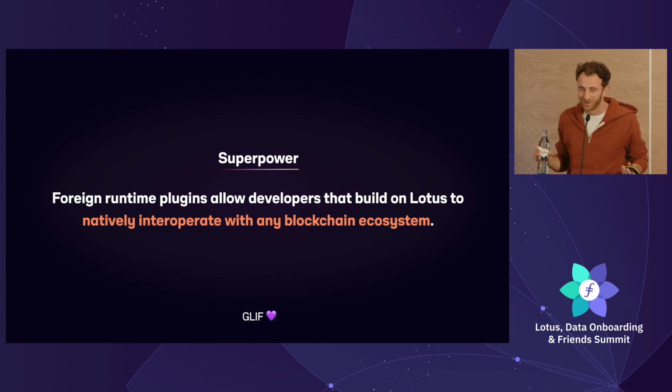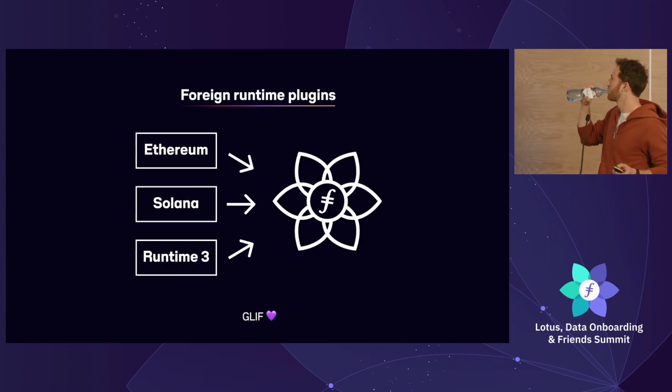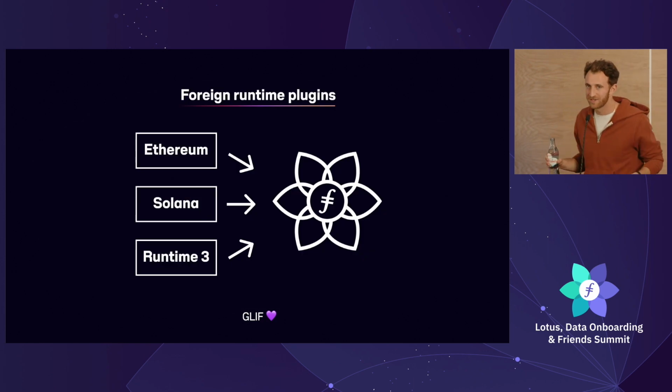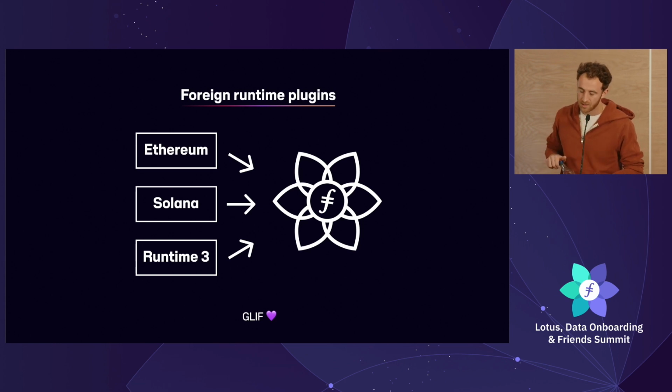So, what are foreign runtime plugins? I had some notes here, but I'm just winging it. So, a foreign runtime plugin is essentially a custom Filecoin actor that implements its own validation logic. And that's a simplified explanation, but what that means is that a foreign runtime plugin could essentially implement a way to validate like an Ethereum transaction or a Solana transaction, and that opens up the doors for interoperability when interacting with Lotus and building your apps.